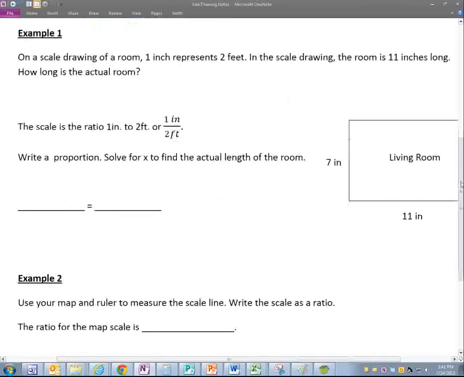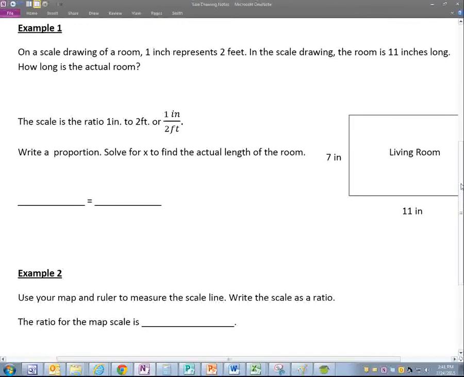For example, a room. In a scale drawing of a room, 1 inch represents 2 feet. So we have this here represented right there. In the scale drawing, the room is 11 inches long. How long is the actual room? So the scale of this is 1 inch to 2 feet, or 1 inch over 2 feet. To do this, we have to go back in time to when we did proportions. Oh, moans from the class. Solve for x to find the actual length of the room.